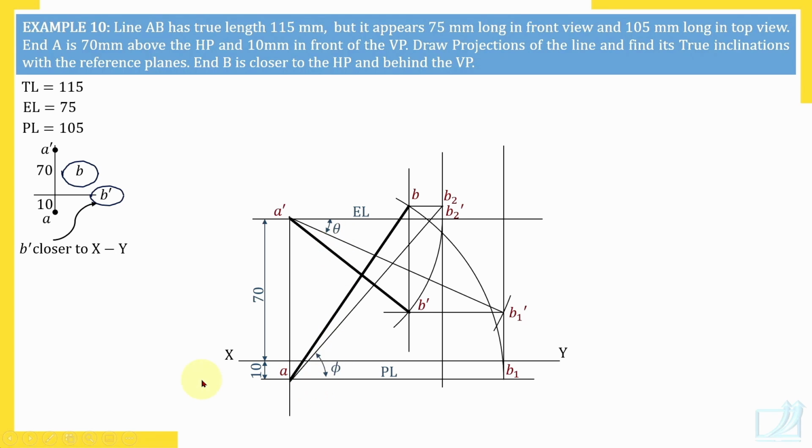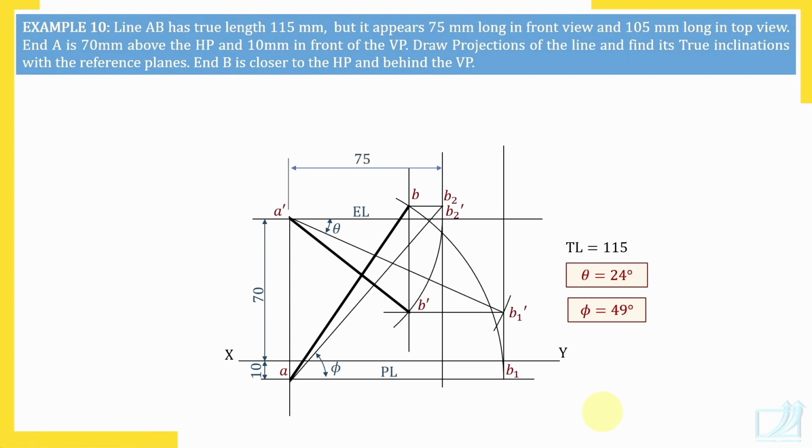Now write these answers outside the diagram. And as usual, you should write true length outside the diagram. So true length is 115. Theta, this angle, is 24 degrees. And phi, this angle, is 49 degrees. 75 millimeter, it is EL, and PL 105 millimeter. All given dimensions you should insert properly in your diagram. So this is how your diagram will appear on drawing paper.